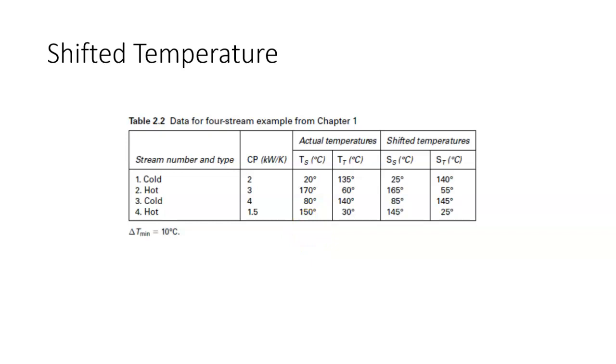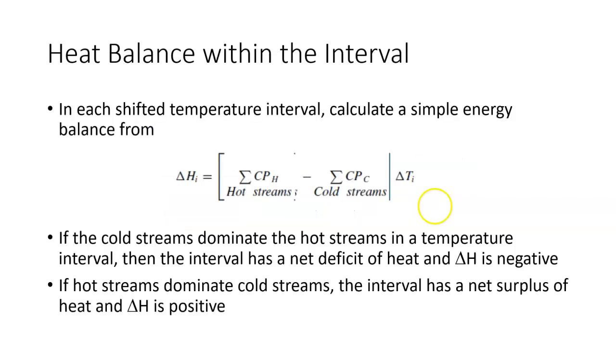So these shifted temperatures give you the range of the temperatures. Now these need to be listed vertically in decreasing order. That is, we start with 165, then 145. Since there are two entries for 145, we consider only one entry. Then 140, then 85, then 55, and then 25.